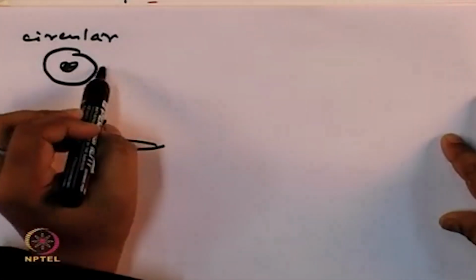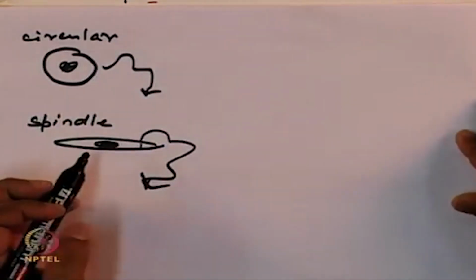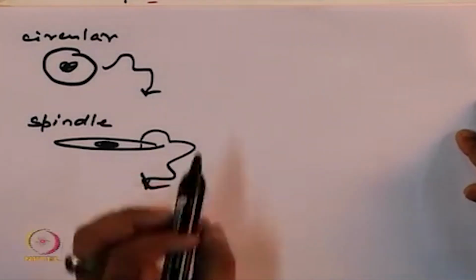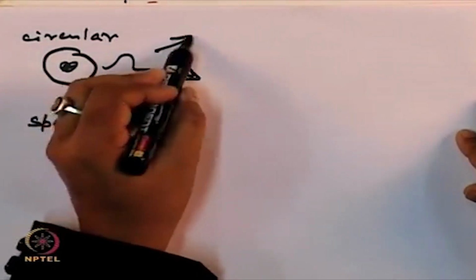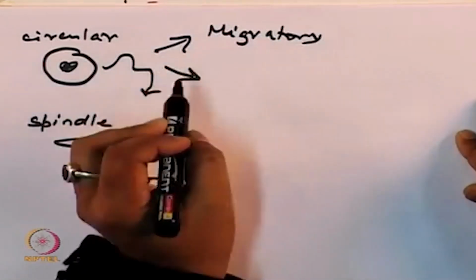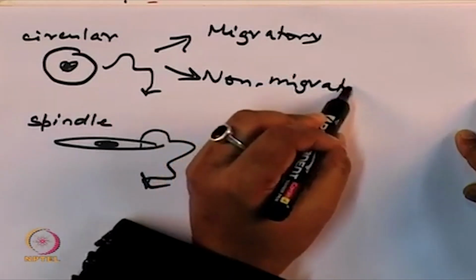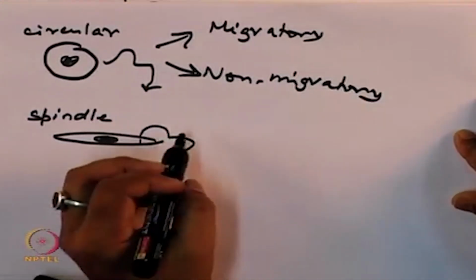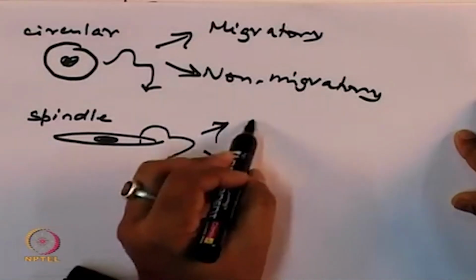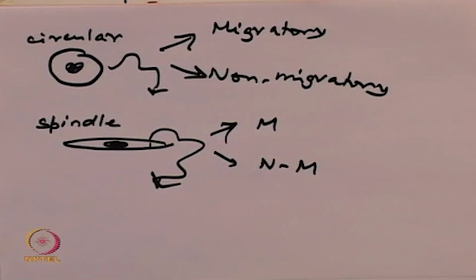Okay. And you want to see what the trajectories of these cells are in the 2D plane and find out, based on the distance it is moving, each of these has two populations. Okay. Migratory and non-migratory. Okay. Same here, you have migratory and non-migratory. Okay. So this is just an example.